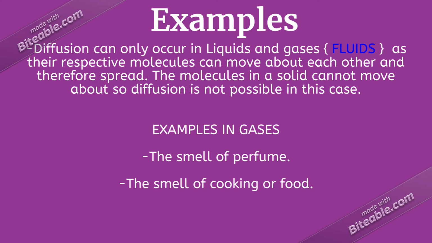Let's first consider the examples in a gas: the smell of perfume or the smell of cooking or food. When you spray perfume in one region of your room, the smell of the perfume spreads to the other corner of the room, and that's because of diffusion. The air particles constantly collide with one another, and they help in spreading the smell of the perfume from the region of higher concentration to the region of lower concentration. And same goes when your mom or your dad is cooking in the kitchen.